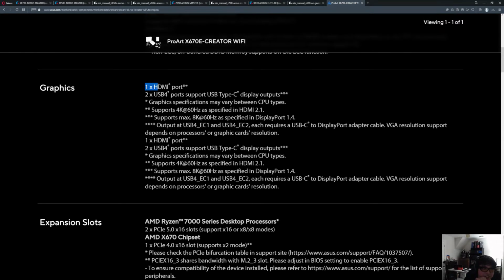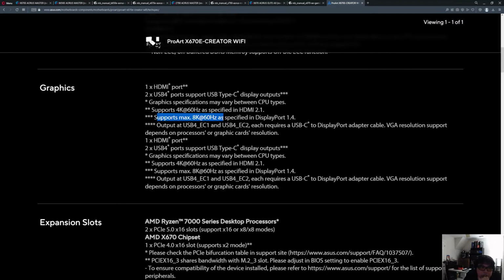see, graphics, it has 1 HDMI port, supports 4K 60, 2 USB 4, USB-C. This means 40 gig USB-C, which means this motherboard, the ProArt Creator, has the Intel Thunderbolt 4 controller integrated into this motherboard.